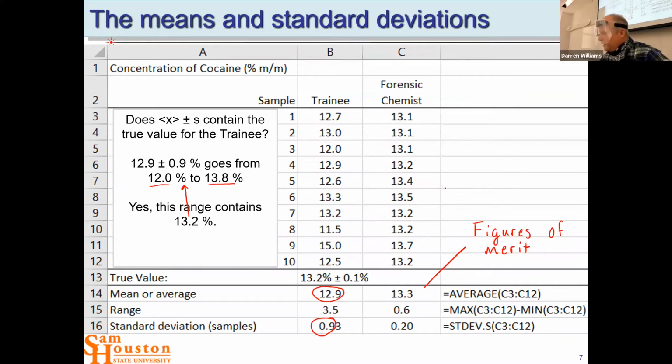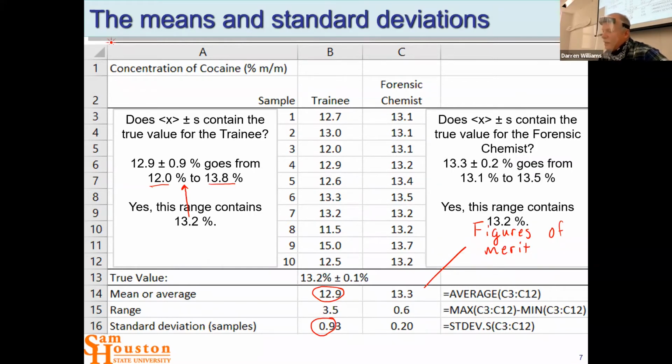And then let's look at the forensic chemist. They have 13.3 plus or minus 0.2. And so that goes from 13.1 to 13.5, and 13.2 is in between that. And so they're both, again, accurate. That's what those boxes were indicating to us on the box plot, that they both contain the true value. And so they were accurate.